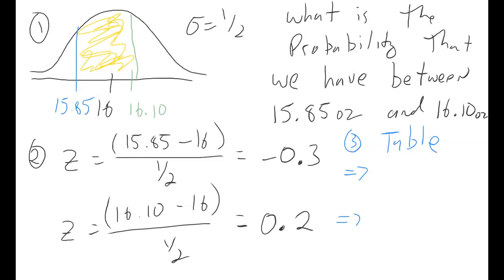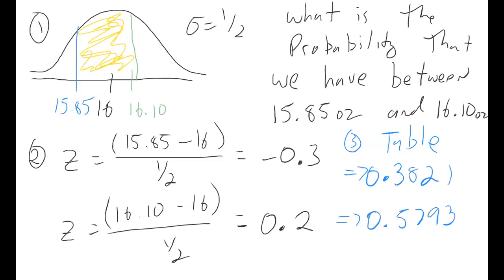What do we get? For the -3 one, we get 0.3821. And for the 0.2 value, we get 0.5793. Perfect. We have an agreement. Yes, I got the same thing.